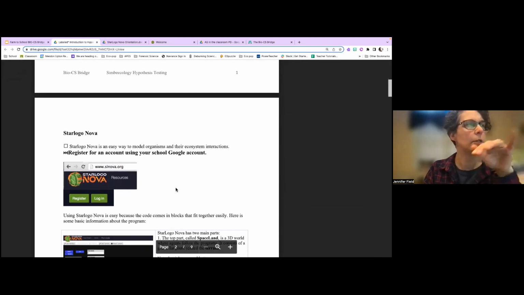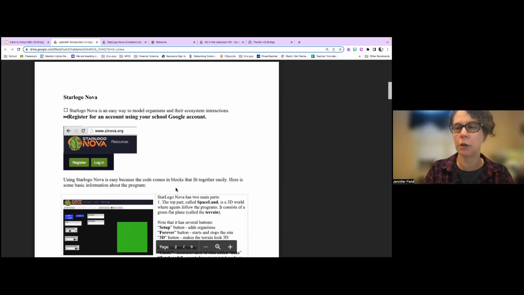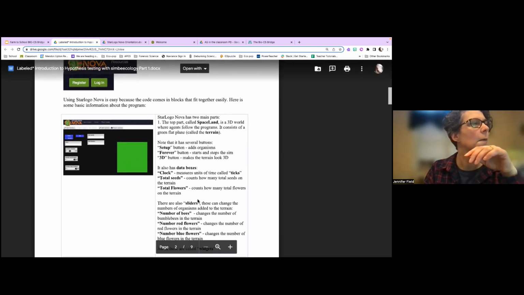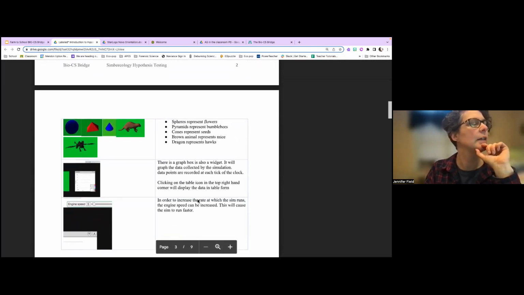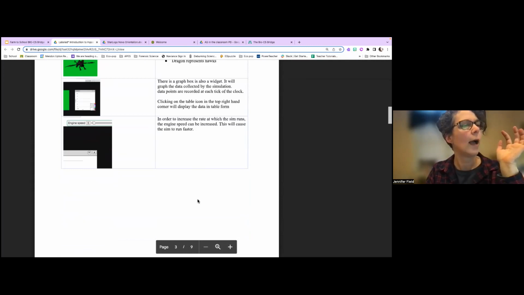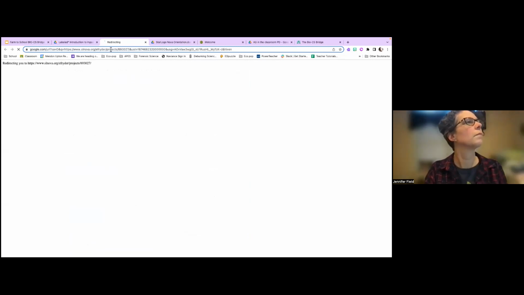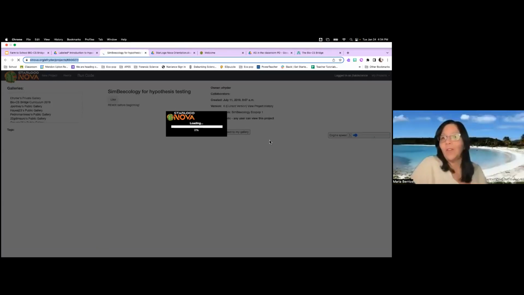I have all my students register for a StarLogo Nova account just using their school email. And this walks them through the different components of the StarLogo sim. It tells them about the space, the different agents, the widgets, the graphs. And then it gives them the link. And you folks can all go to this link now.